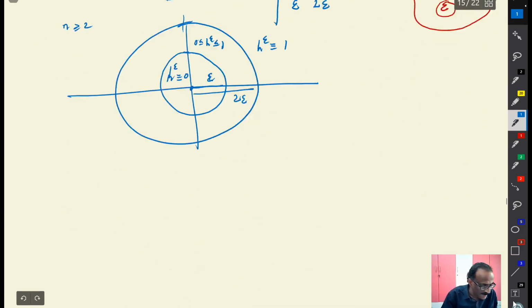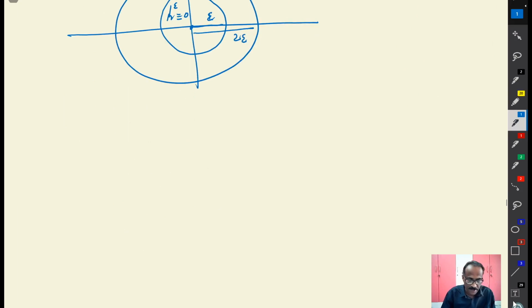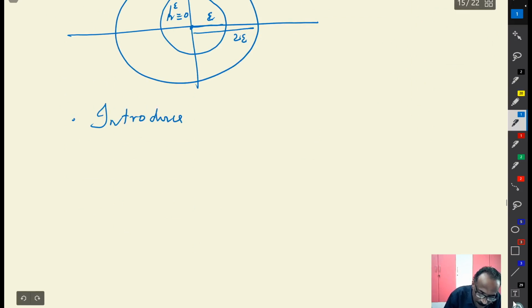All right, with this, let me introduce an approximation. First we will introduce both. Okay, W, not W epsilon. So the V epsilon is the problem. Okay, so introduce V epsilon.